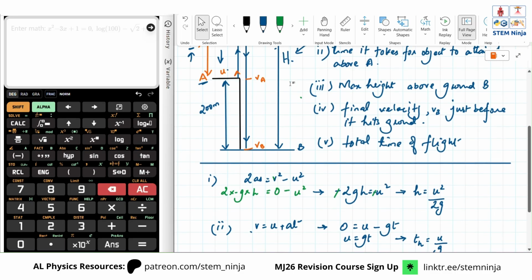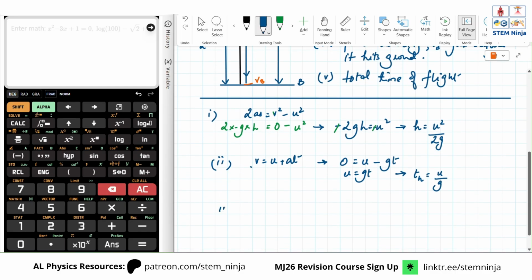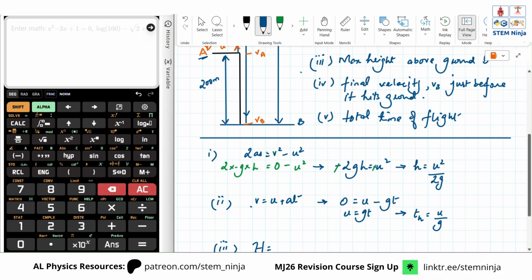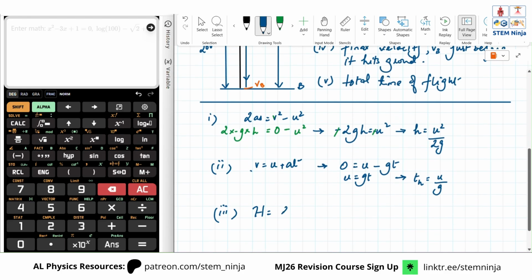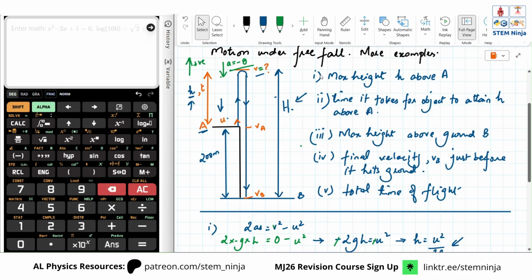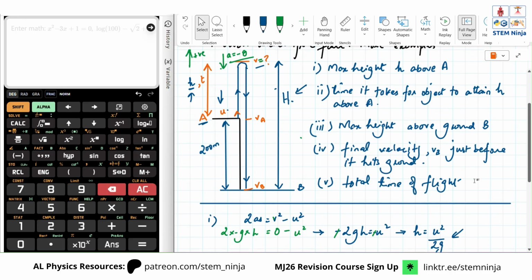So the maximum height above ground, H, would be AB plus u squared over 2g. We're working with expressions right now, so before we put in values, we will just work on expressions. Next, the final velocity VB just before it hits the ground.